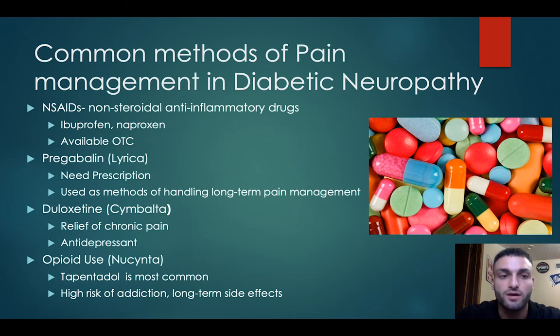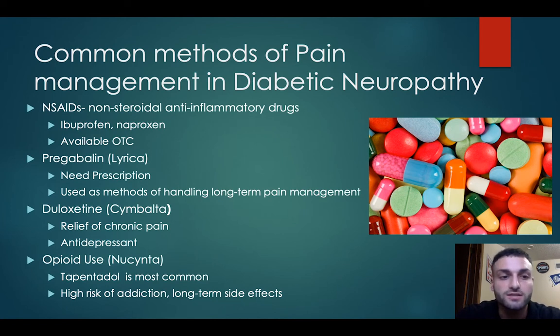I'm going to start with pregabalin, otherwise known as Lyrica. As I said, you do need a prescription for this, but it is one of the main methods of handling long-term pain. This was the second approved drug for diabetic neuropathy because it's very effective in reducing chronic pain and pain related to sleep interference. In diabetic neuropathy, a lot of patients say, I can't sleep at night. My foot hurts too bad. I'm getting this sharp, tingly feeling. It's burning. I can't fall asleep. Pregabalin is one of the main drugs that podiatrists specifically prescribe for that.